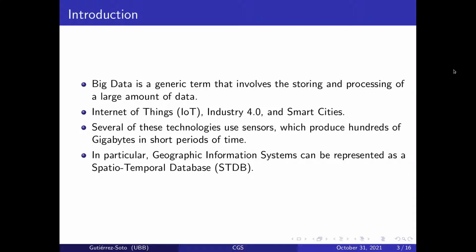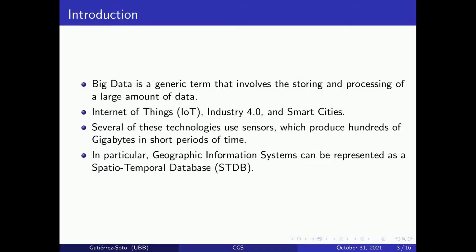Okay, big data is a generic term that is very useful today because a lot of people speak about big data. However, big data is not a recent term, because it appeared as a term in the 19-something. But big data involves storing and processing of a large amount of data, okay?